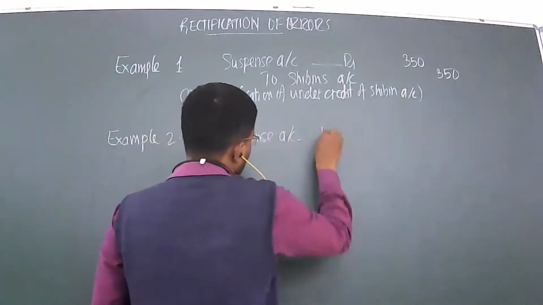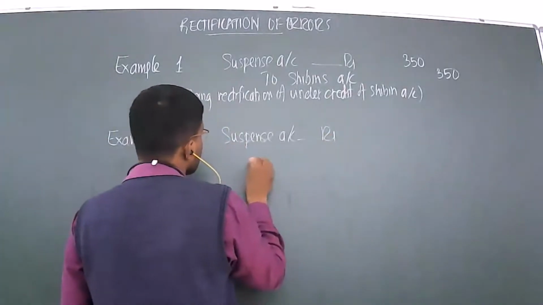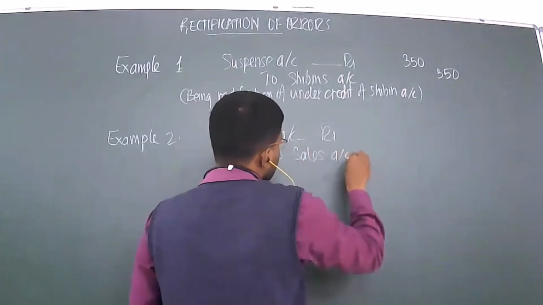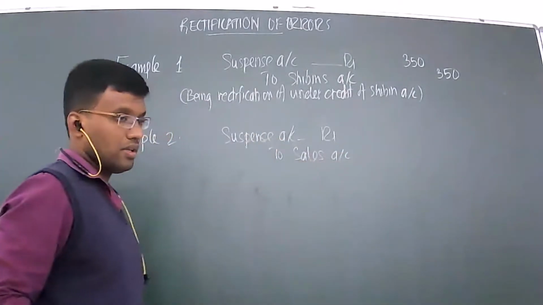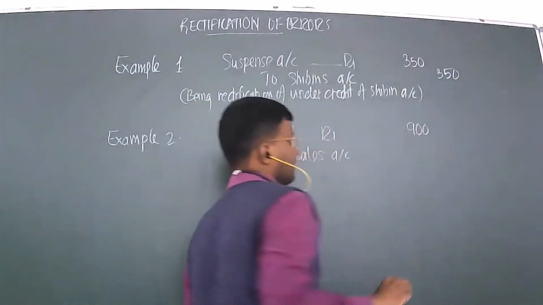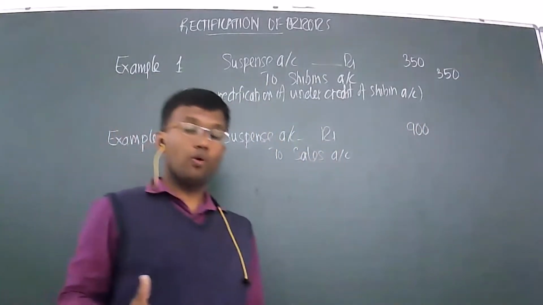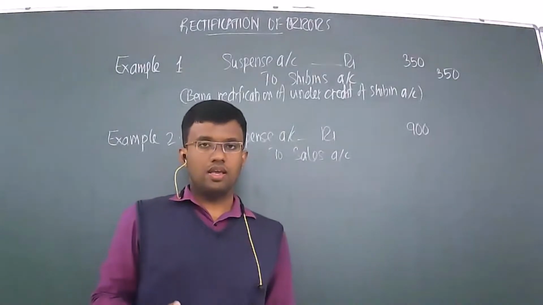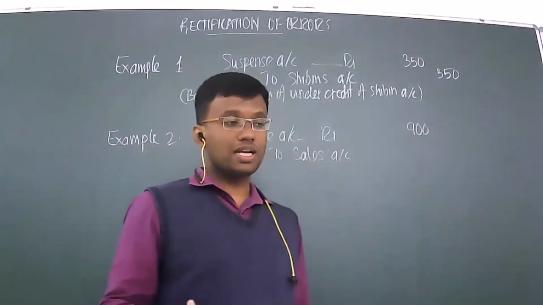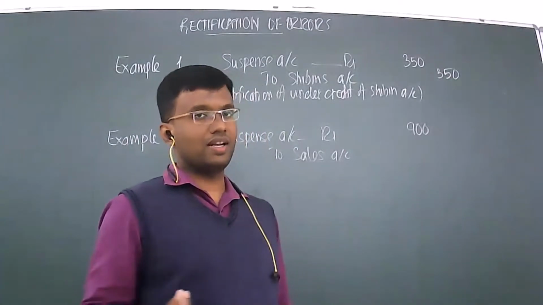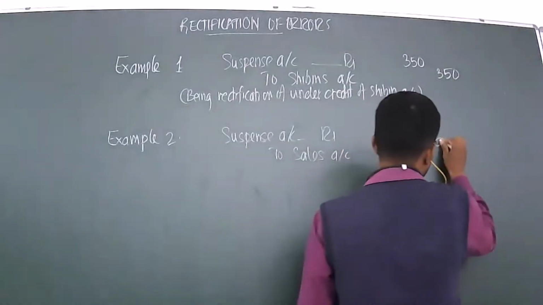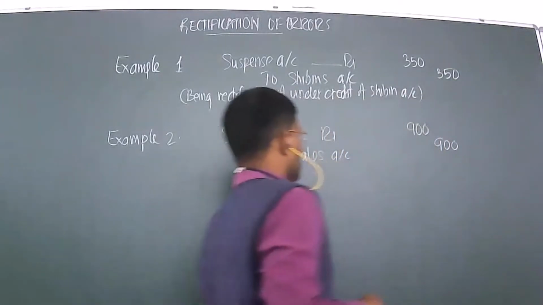Suspense account debited to sales account. Now, what is the amount? Amount is 900. Now, how did I get 900? You were supposed to credit 1000, but instead you credited 100. So there's a difference of 900. That's the reason why you have brought about this.